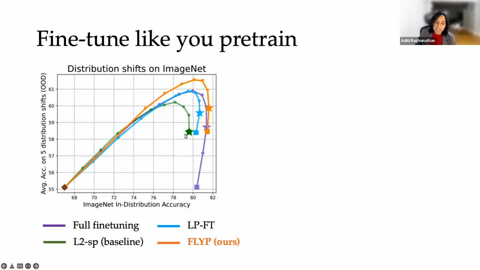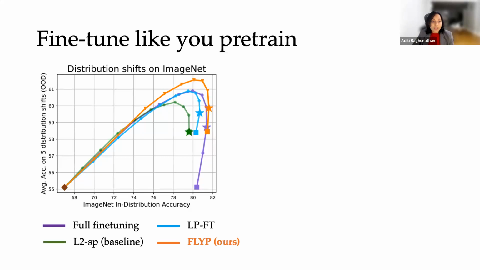And there's another baseline which tries to prevent distortion, like L2SP, which is trying to regularize your weights, like the L2 loss between your fine-tuned and pre-trained weights, to be small. Now, by just changing the loss function, we see that we get this orange curve here, the FLYP curve, which has a strictly better trade-off.